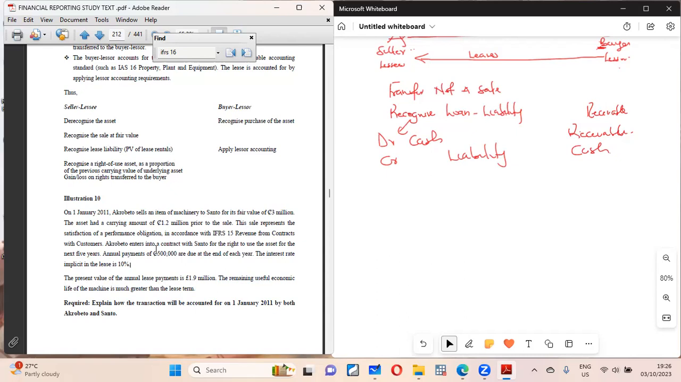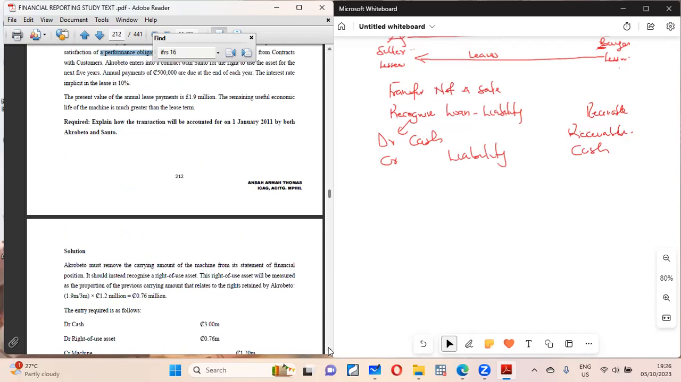How do you go around this situation? So first of all, he sold the asset, so you need to derecognize it. This one, the transfer is a sale. The question said that it satisfies the performance obligation. So the transfer is a sale, and if it is a sale, you need to derecognize the asset. All right. You need to derecognize the asset.